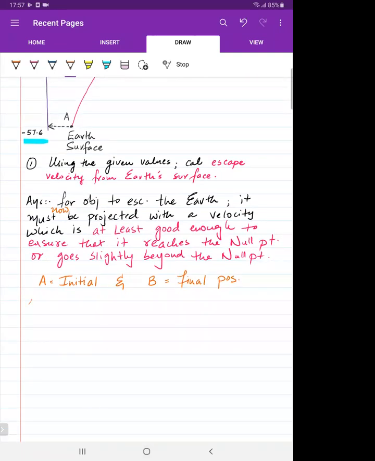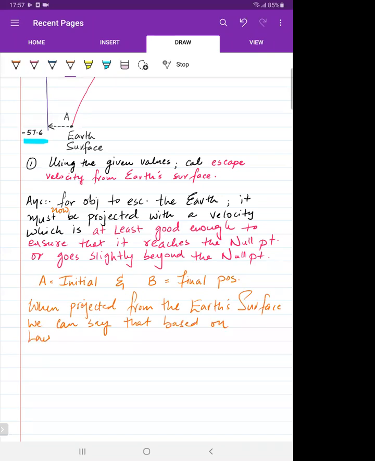Okay, so when projected from the Earth's surface, we can say that based on the law of conservation of energy, there is going to be a loss in the kinetic energy.